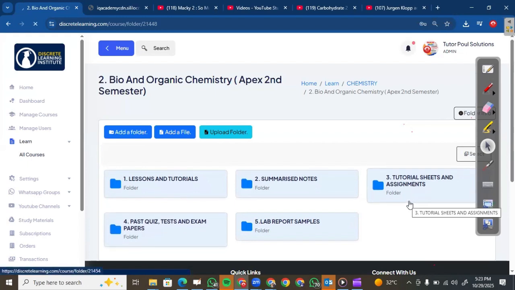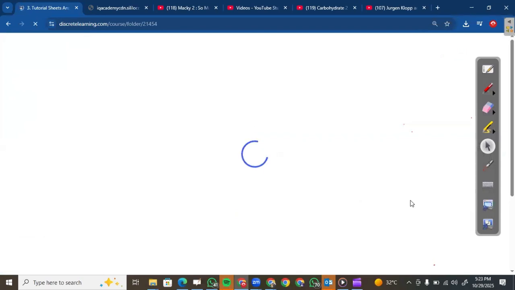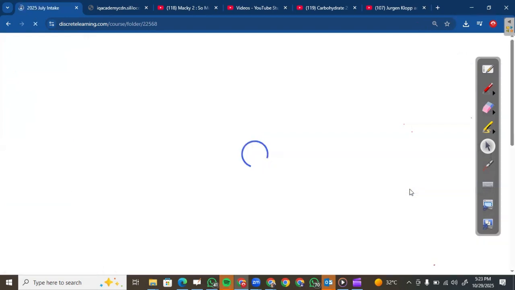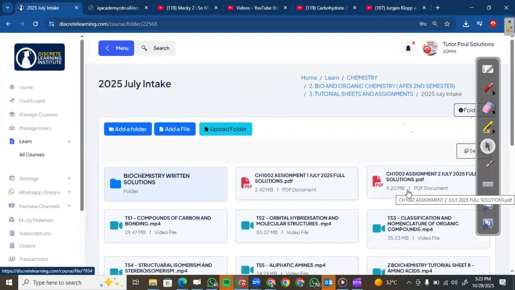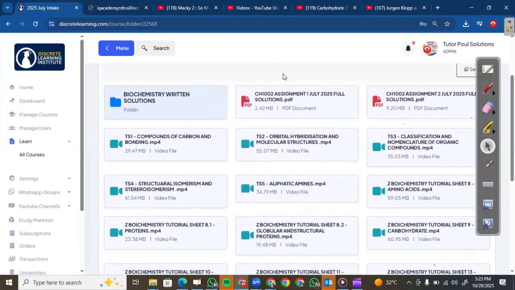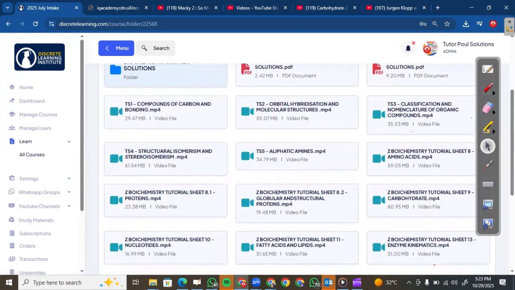If you open this folder for the tutorial sheets and the assignments, you're going to see that you have different intakes here. Depending on your intake, that's what you open. I'll give an example for the 2025 July intake. If you open this intake, you're going to find the solutions here. You can see assignment 1 in full written solutions, and it's a PDF. Assignment 2 full written solutions are here. And then we have videos for the tutorial sheets.